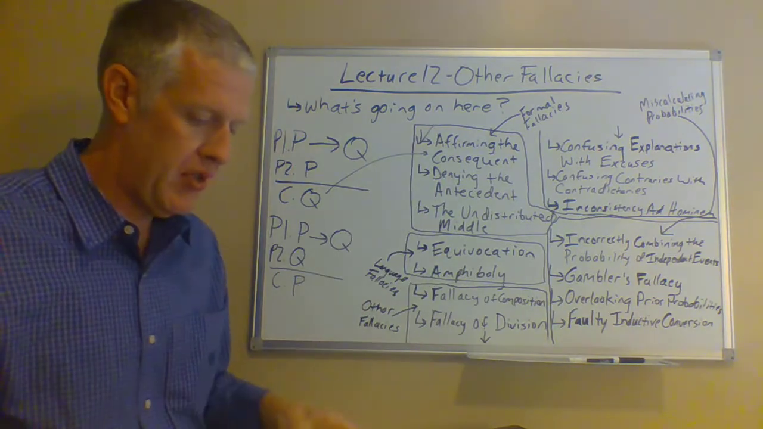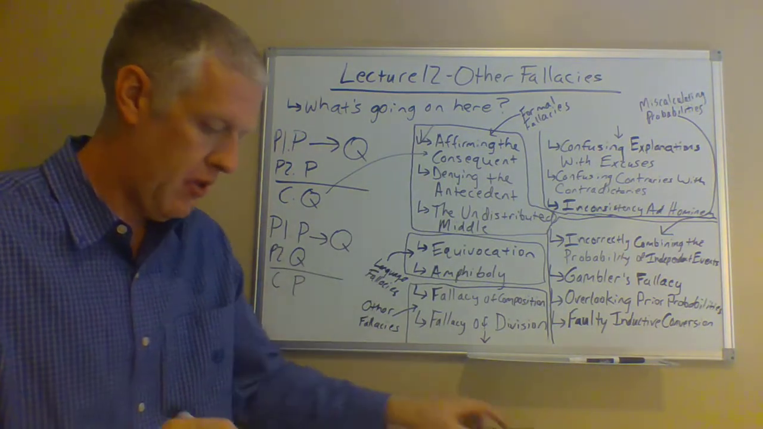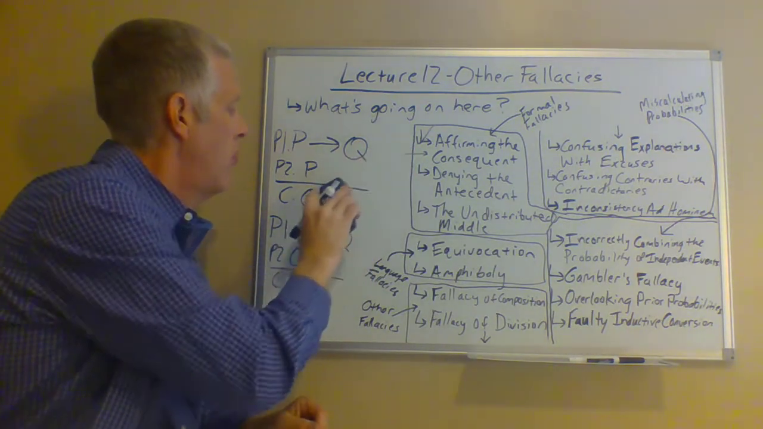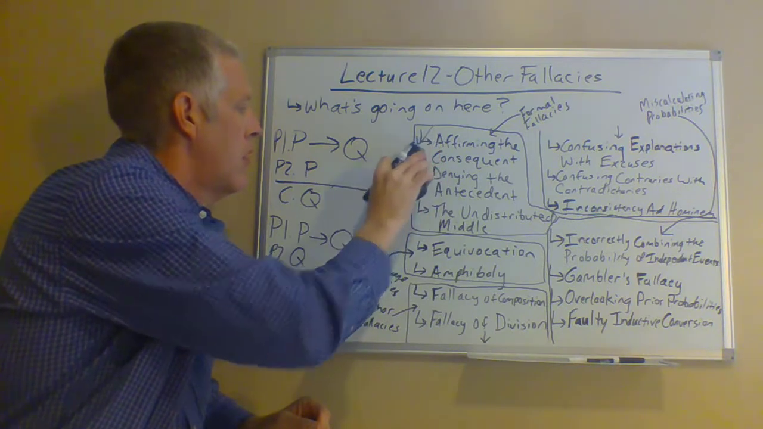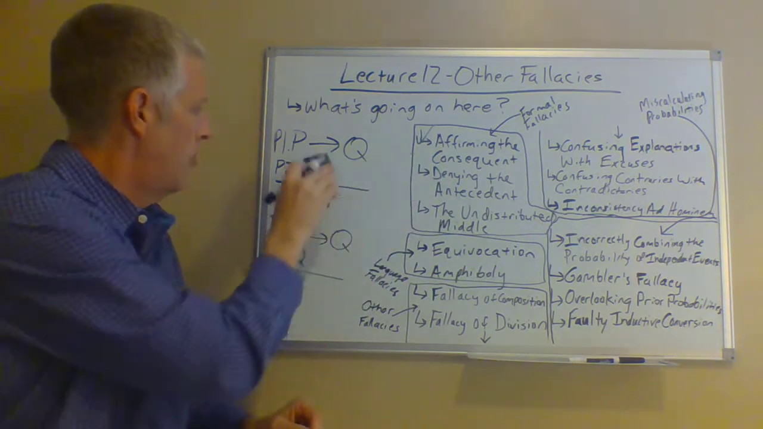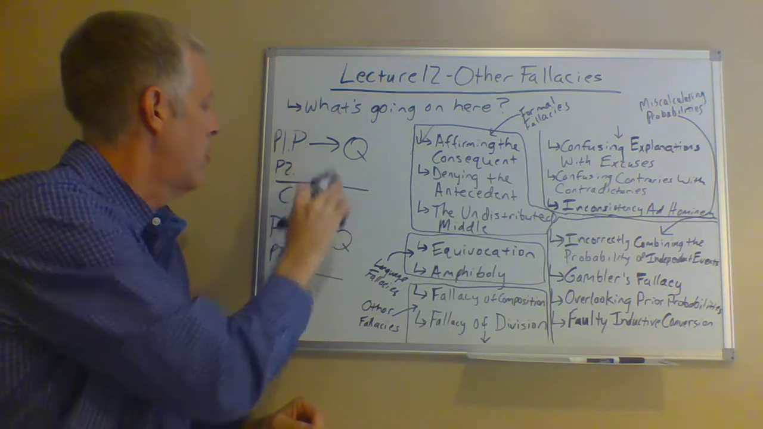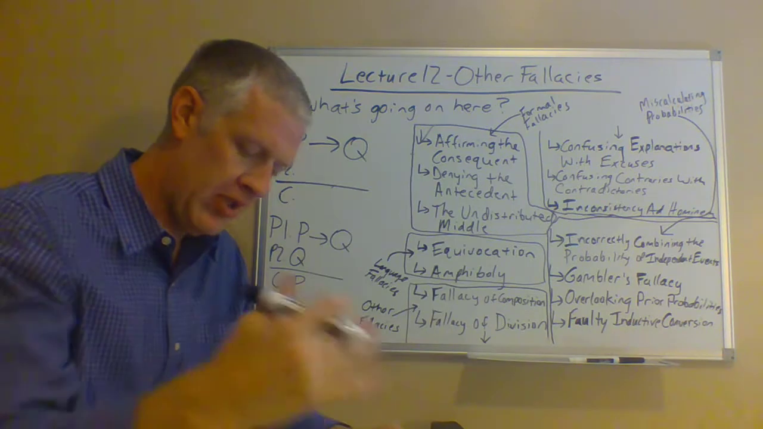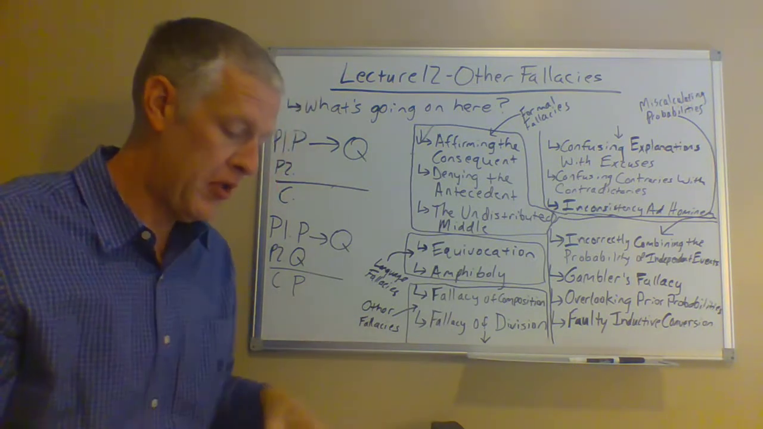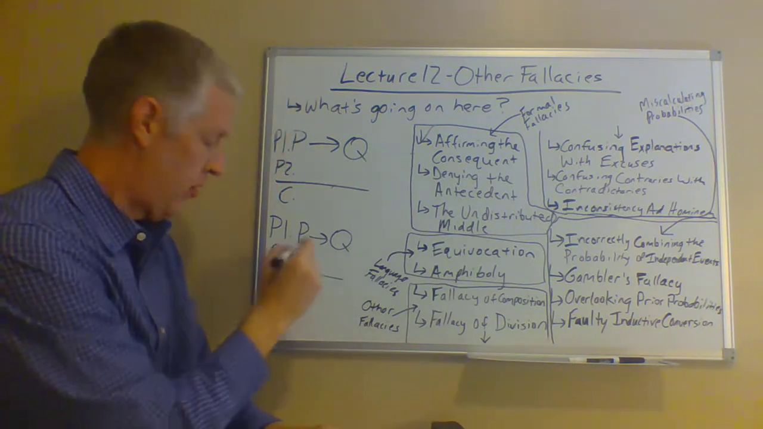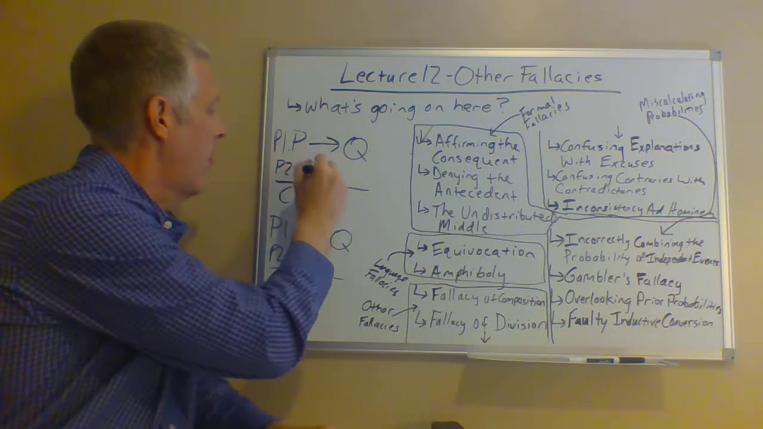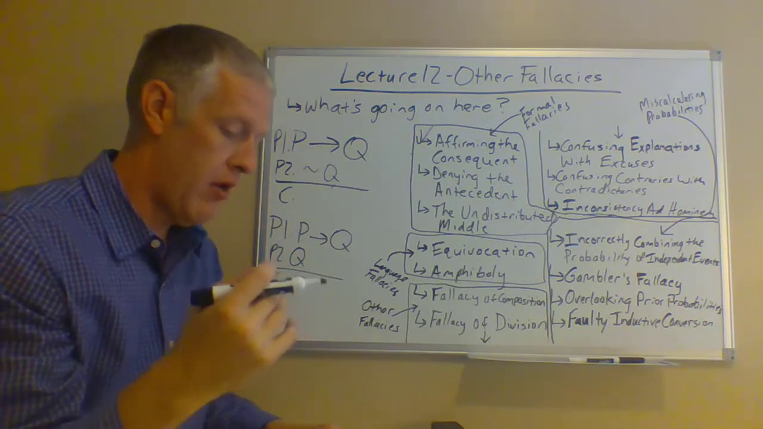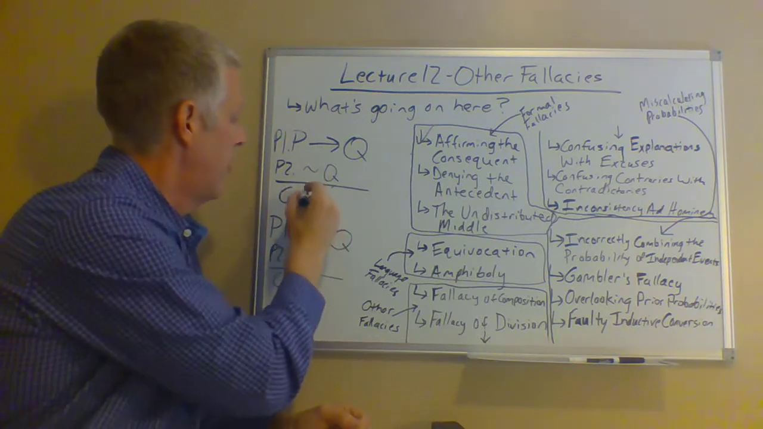We'll move on then to denying the antecedent, which is slide 4. So we'll leave most of this up here. Denying the antecedent is very similar, as I mentioned at the top of slide 4, to the valid form of modus tollens. So this is the valid form, which is known as modus tollens.